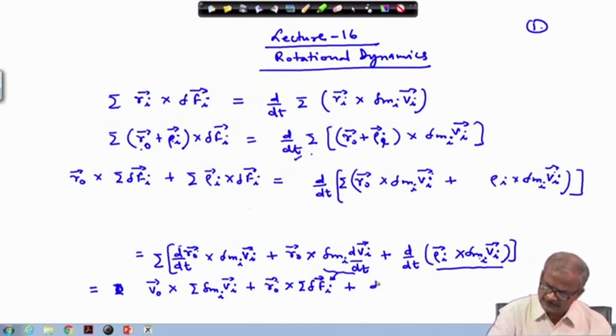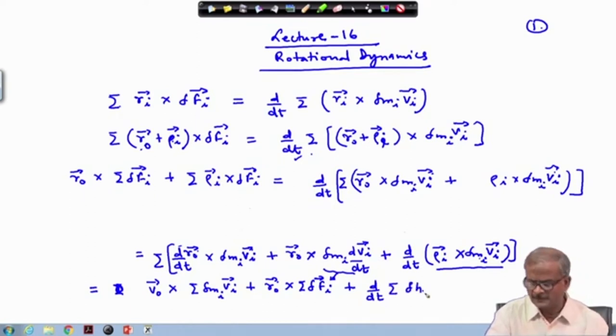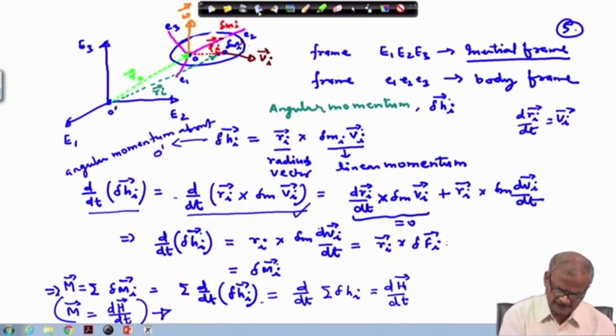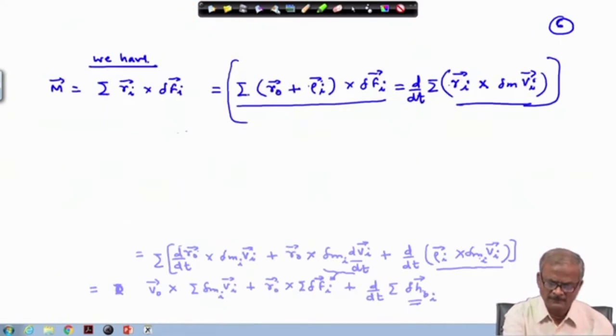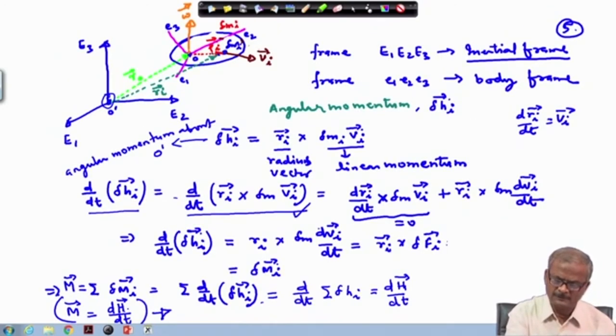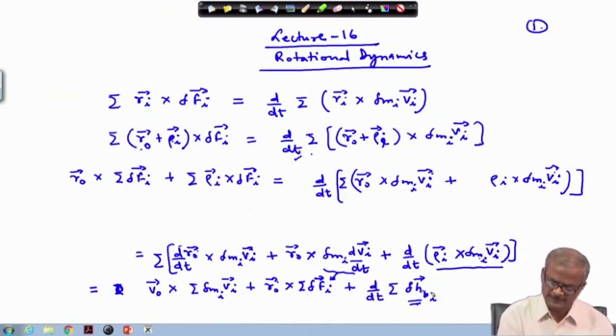And so, this quantity can be written as d by d t, and obviously the summation sign we have to take into account, summation delta h b I. Here b stands for the body frame, so this is with respect to the body frame, or point O. There is a difference between this expression and the expression that we derived here: this capital H is the angular momentum about O prime, while H b is the angular momentum about O. So, this is the difference, and you must be very careful about this.